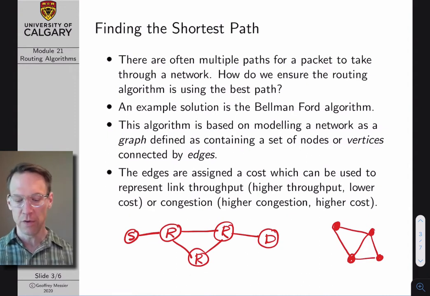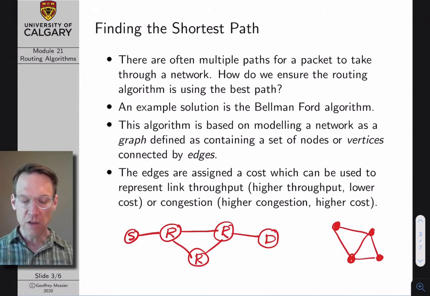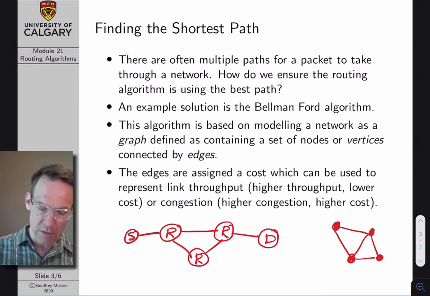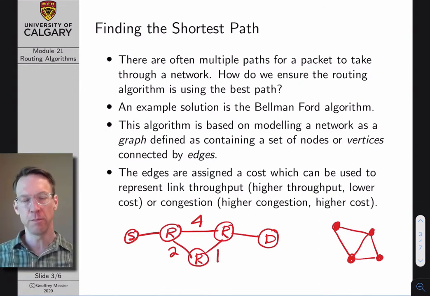One idea central to the Bellman-Ford algorithm is that each of the edges, each of the links in the graph, is given a cost value. Basically, the cost value can be used to represent how good the link is for carrying data traffic. So, for example, we might give a cost of 4 to this link, but maybe only a cost of 2 to this link and a cost of 1 to that link. And so the lower the cost, basically the better the link is for carrying information.